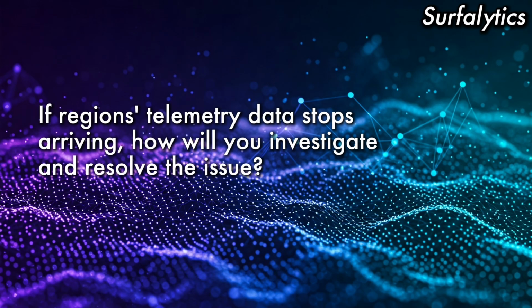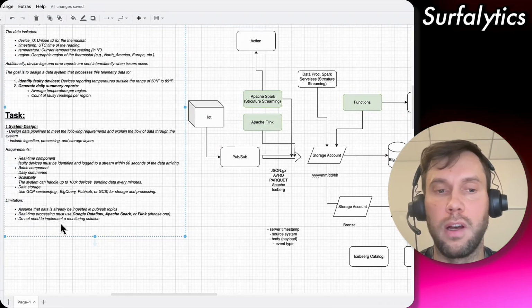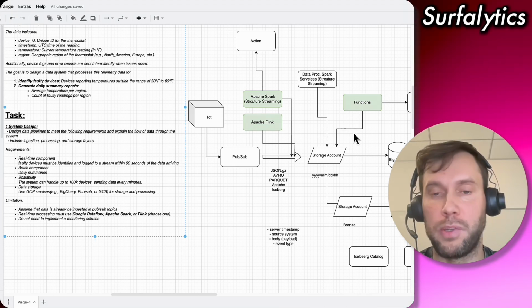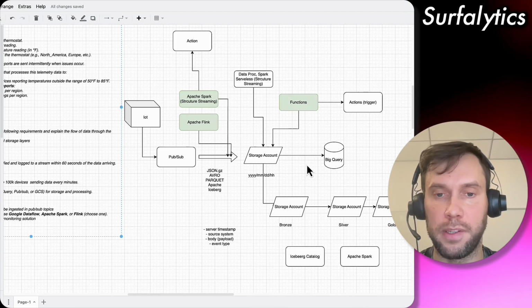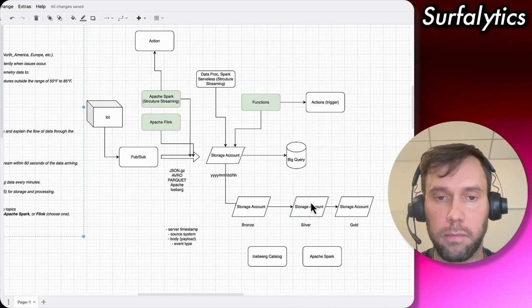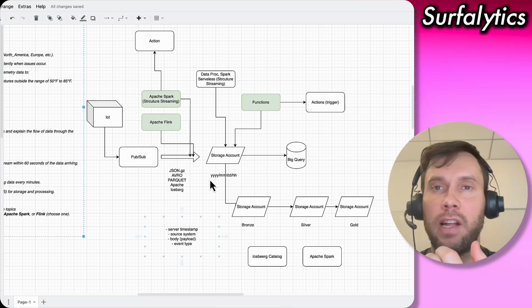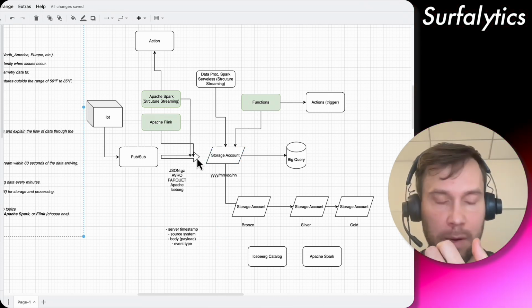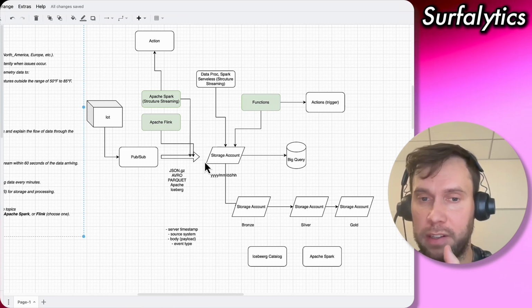If regions telemetry data stops arriving, how will you investigate and resolve the issue? Exactly for this case, the systems that we built should leverage data observability. So we should track the metrics, and especially for telemetry systems, we can build systems that will track the number of files per hour, number of rows per file, and so on, and many other things.